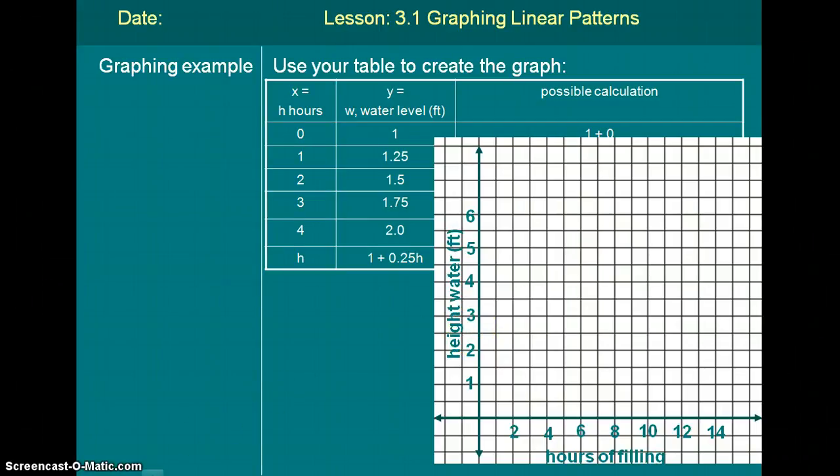We'll graph each of our ordered pairs. After 0 hours, we are at 1 foot. After 1 hour, we are at 1.25 feet. After 2 hours, we're here at 1 1/2 feet. After 3 hours, we're here at 1.75 feet. And after 4 hours, we would find another value here right at 2 feet. If we take a look, these values are starting to line up. Not a coincidence. We can create the line. As we are graphing that line, we are graphing the equation W equals 1 plus 0.25h.